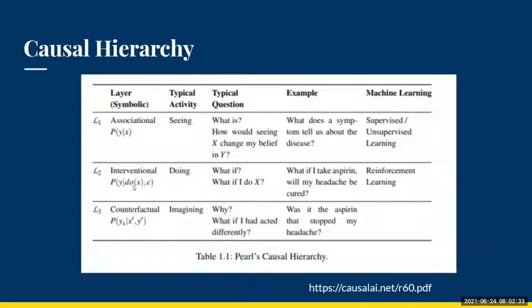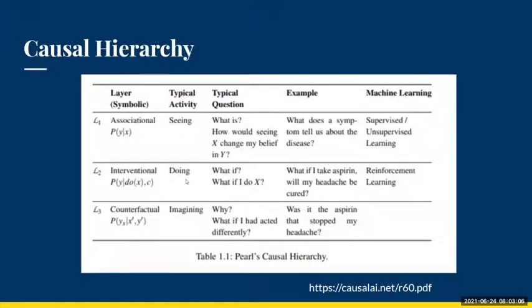So Pearl has also added what we call a causal hierarchy, a way to think about the data in a causal reasoning framework. This is also called a ladder, and it has 3 layers. The first one is associational, which is asking questions about the system as it currently is. And it uses conditional probability. So it's seeing the data. What is it? What does a symptom tell us about a disease?